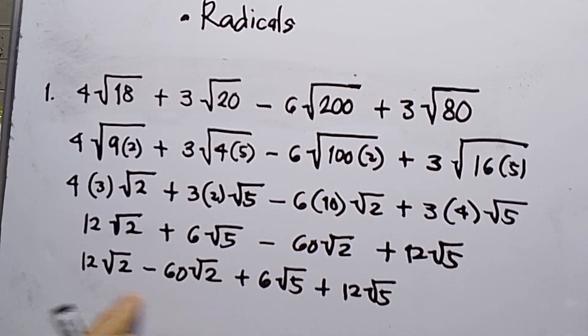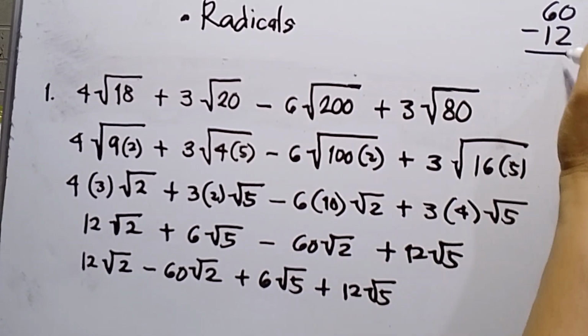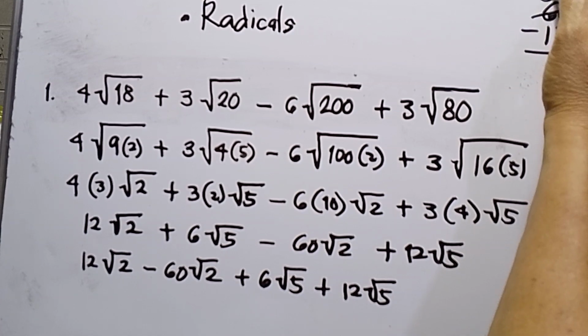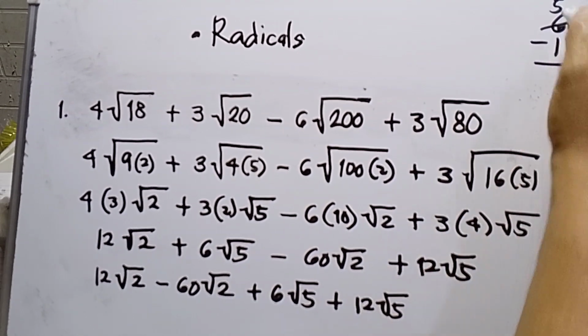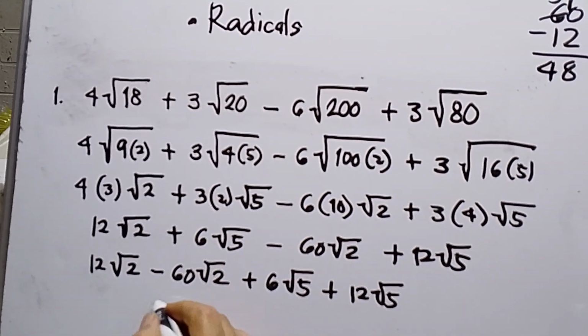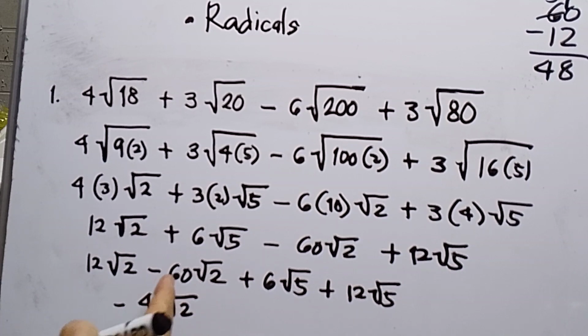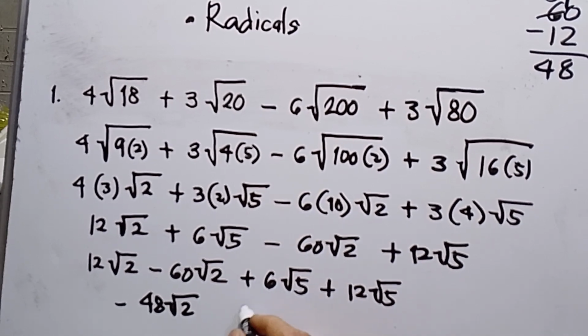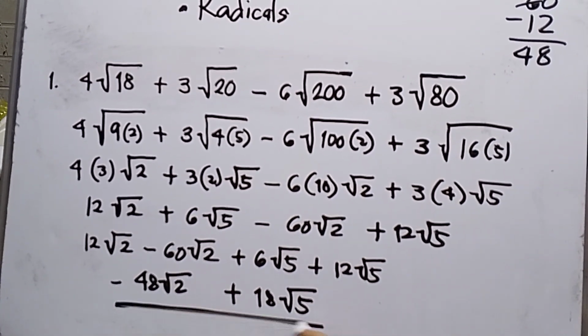Then combine this one. So what is 12 minus 60? It should be 60 minus 12. Since 0 cannot be subtracted by 2, borrow from 6, and then it should be 5. Then put 1 beside 0. So this will be 10 minus 2 is 8. 5 minus 1 is 4. Okay, 48 square root of 2. But the sign must be negative because 60 is greater than 12 and 60 has a negative sign. How about this one? Same sign. So 12 plus 6, this will be 18 square root of 5. So this will be the answer for number 1.